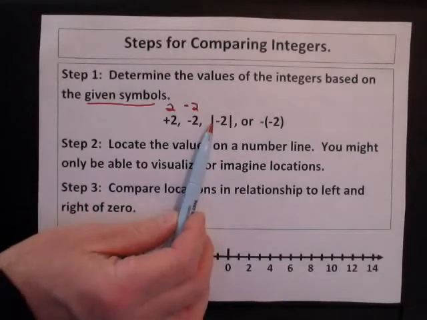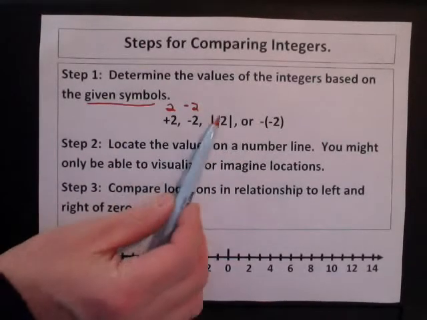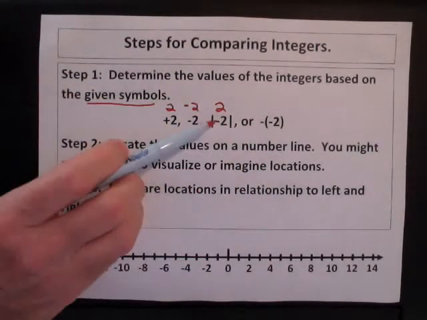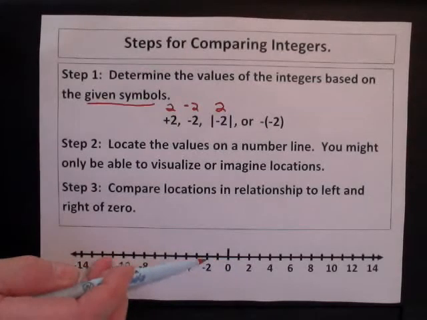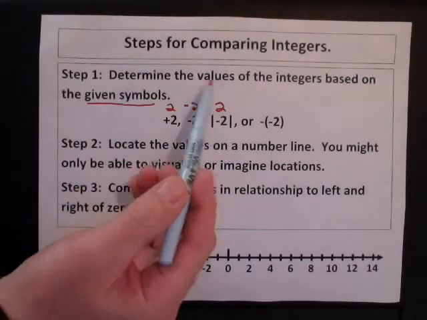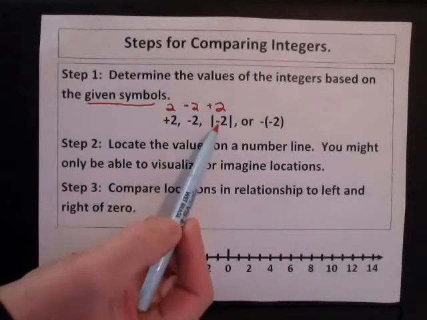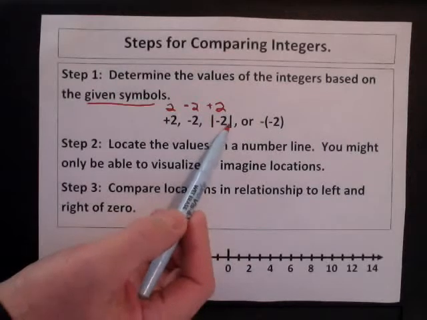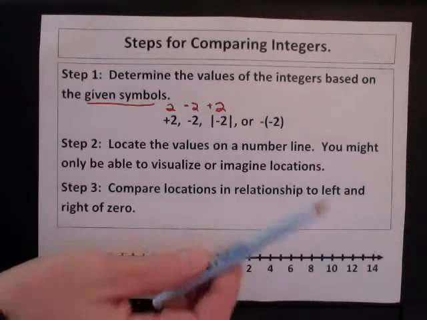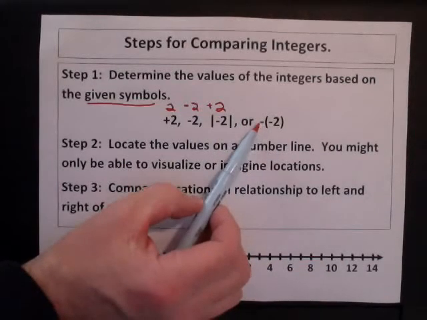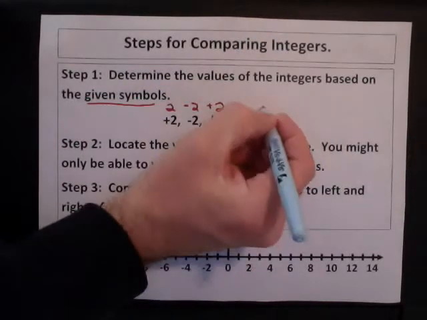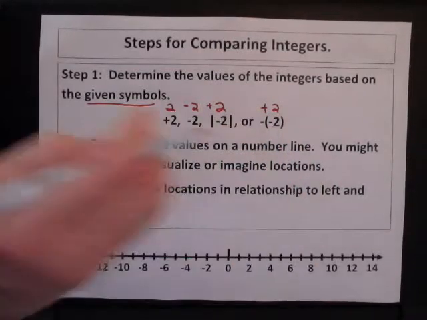But then they throw in the absolute value of negative 2. Now we know that absolute values are always written as positive numbers, and we know the absolute value of negative 2 would be 2 units to the left of 0, so this is a positive 2. So when they say determine the values of the integers based on the given symbols, you have to look at the symbols carefully and say, okay, this is a negative 2, but they want the absolute value, which is going to be a positive amount. Or they can throw in the opposite of negative 2. Well, the opposite of negative 2 would of course be a positive 2. So the value for this one would be positive 2.